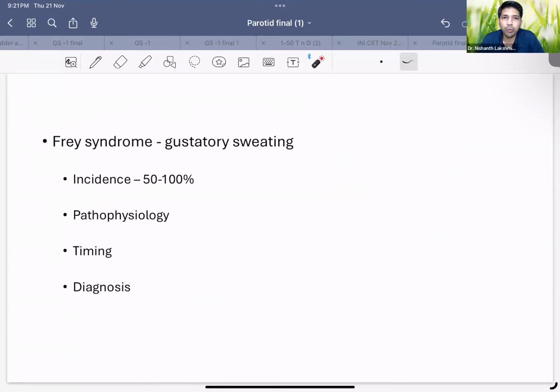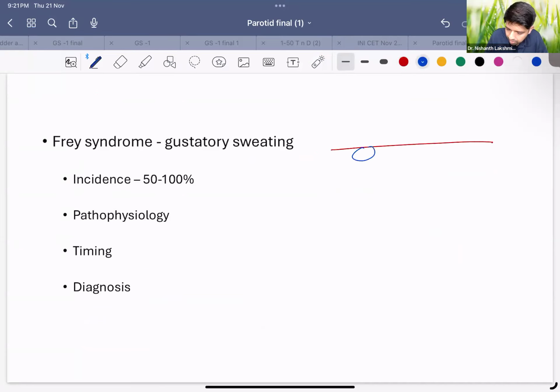So now we move on to Frey syndrome. This is the most commonly asked question, a pet favorite. So in short, I will tell you what happens. You're going to have your skin like this. Beneath the skin, you're going to have your sweat glands.